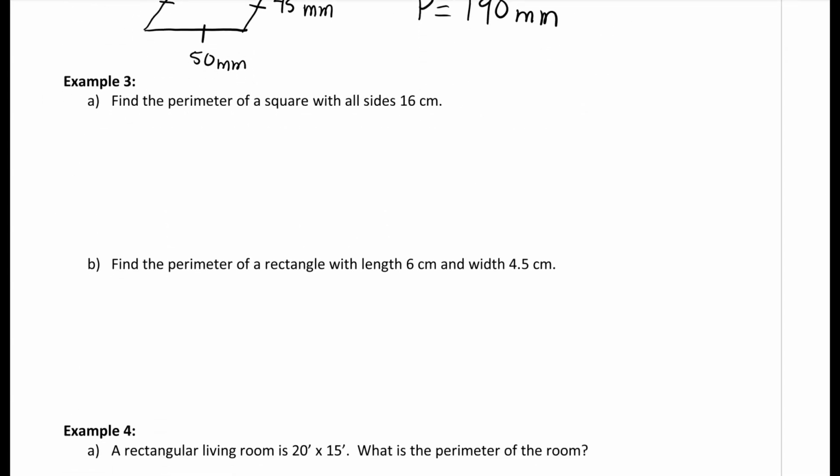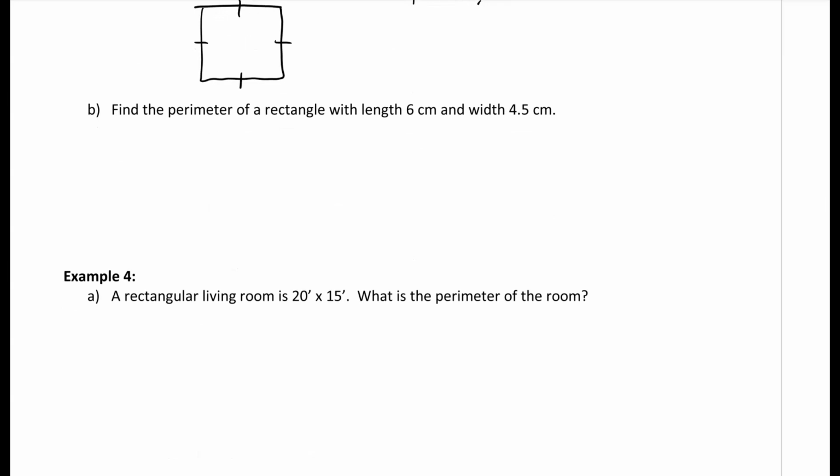For example 3, it says find the perimeter of a square with all sides 16 centimeters. So that means you have a square and all sides, which are all the same on a square, are going to be 16 centimeters. I'm going to leave this one for you to calculate what the perimeter equals.